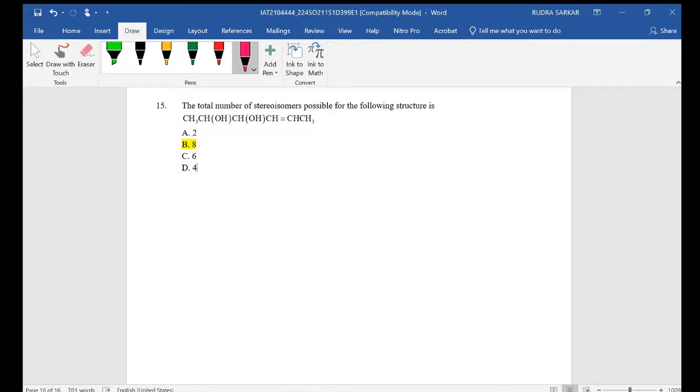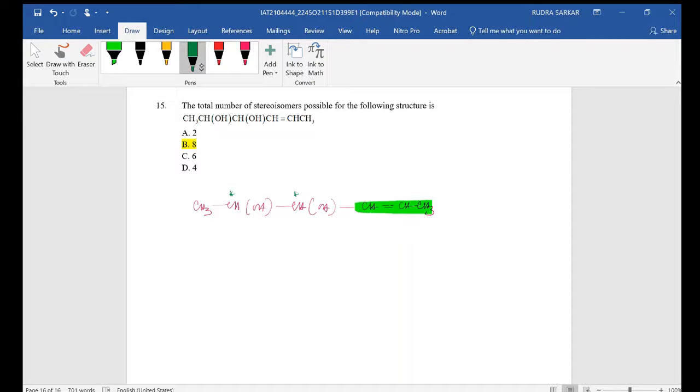Question 15 is: total number of stereoisomers possible for the following structure. Here we have been given CH3, CHOH, CHOH, and this is CH3. So here this unit can show geometrical isomerism. This one is a chiral center. This too is a chiral center.